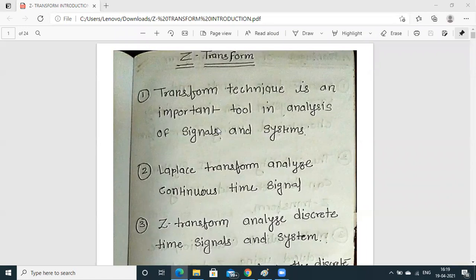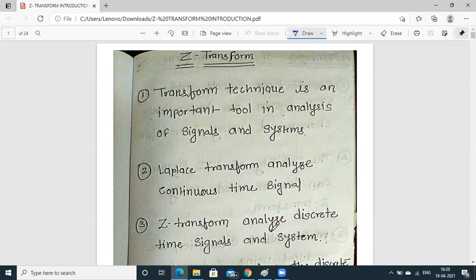Hello, in this video, we are going to learn about Z transform. Transform technique is an important tool for the analysis of signals. Laplace transform analyzes the continuous time signal. But to analyze the discrete time signal, we need another technique, and that's why we are going to learn the Z transform.